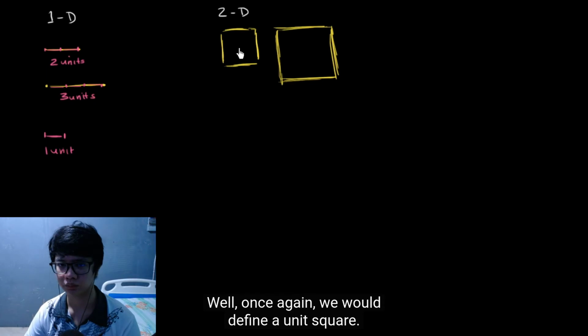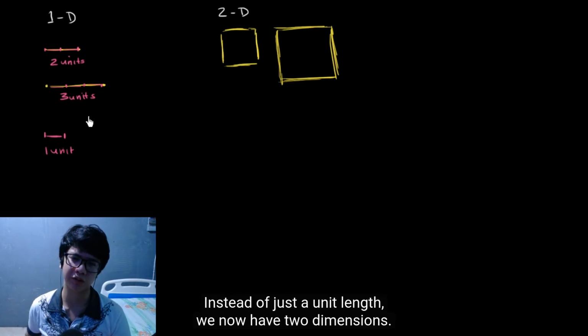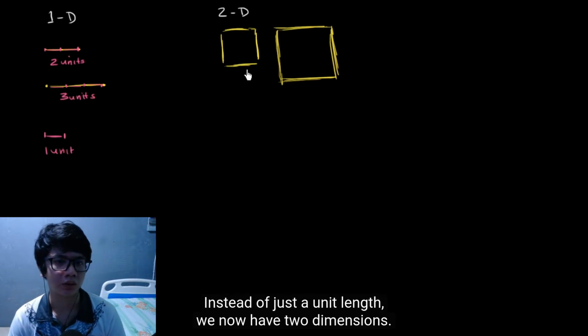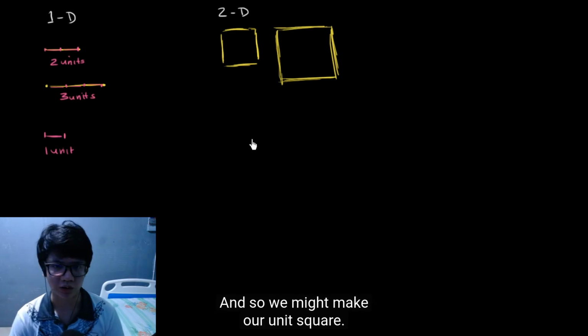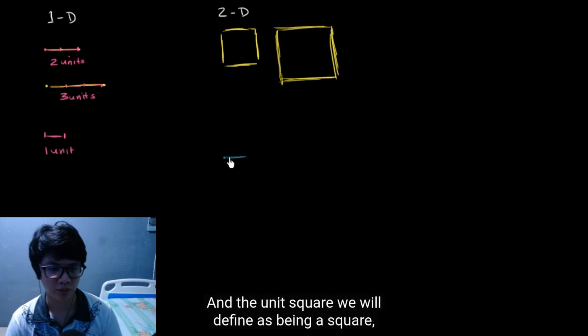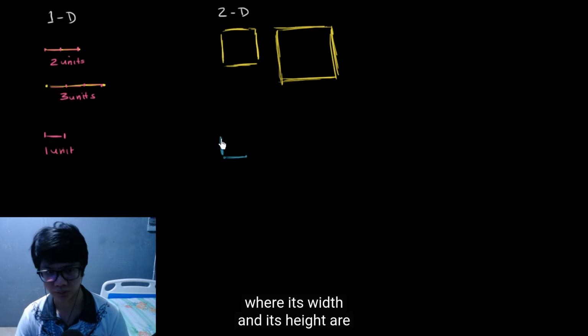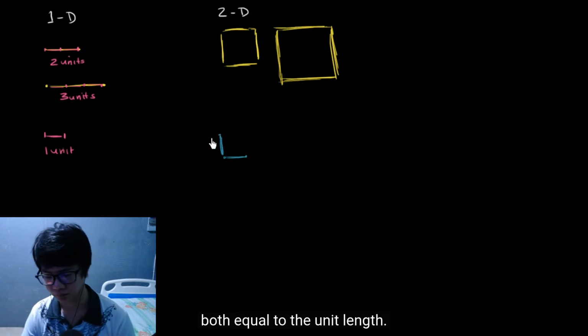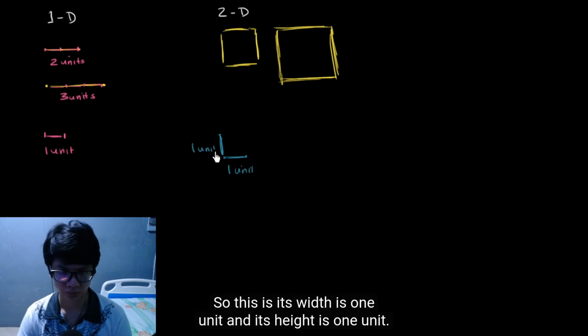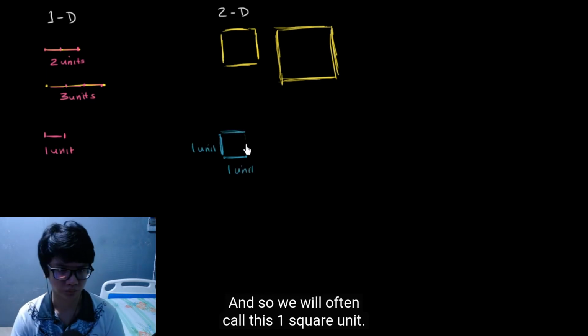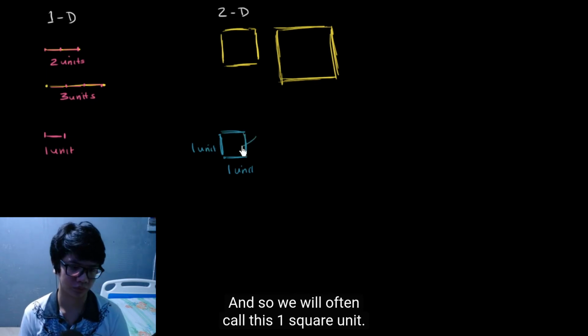Well, once again, we would define a unit square. Instead of just a unit length, we now have 2 dimensions, so we have to define a unit square. And so we might make our unit square bigger, right? And the unit square we will define as being a square where its width and its height are both equal to the unit length. So its width is 1 unit and its height is 1 unit. And so we will often call this 1 square unit.